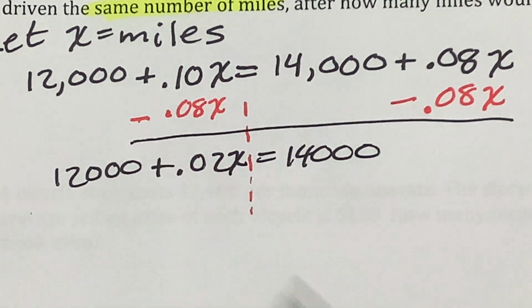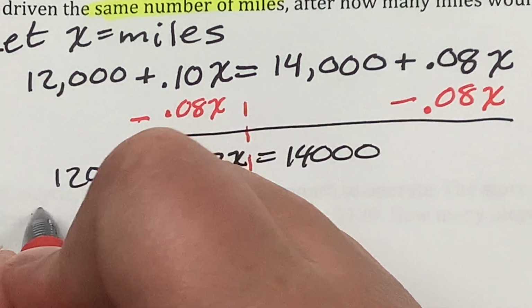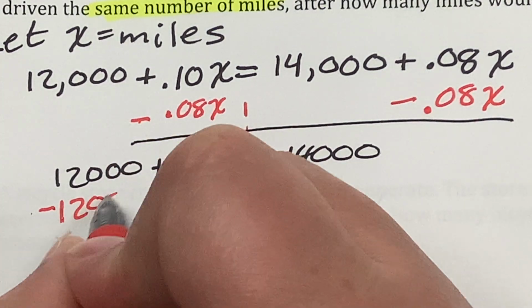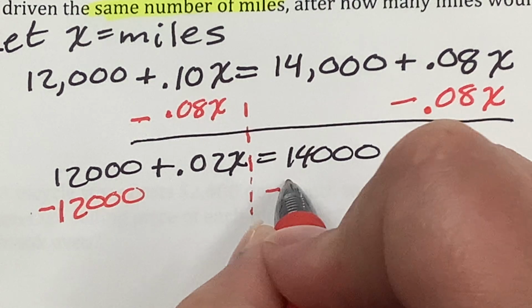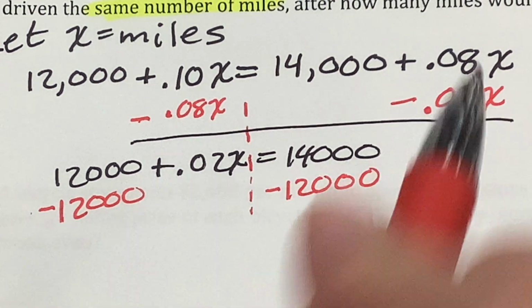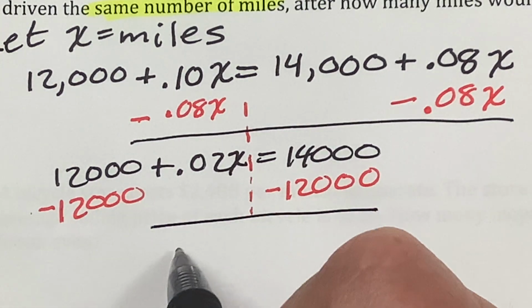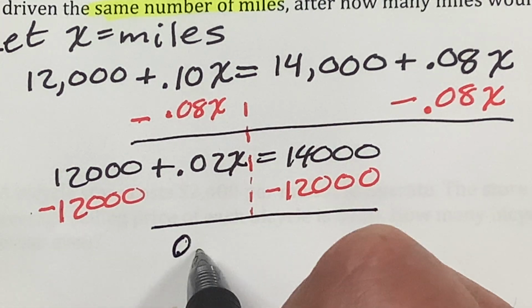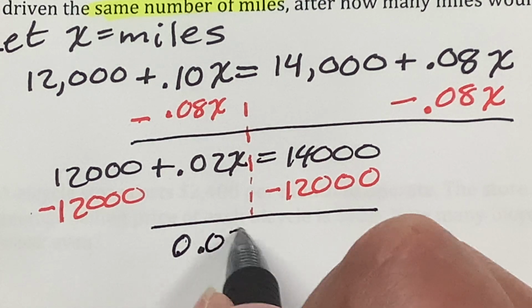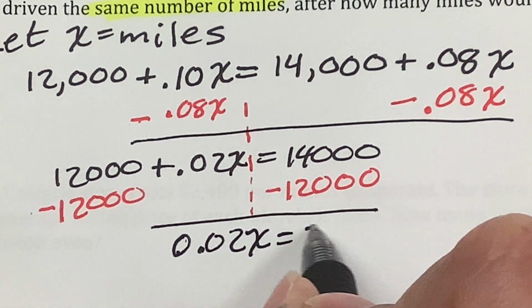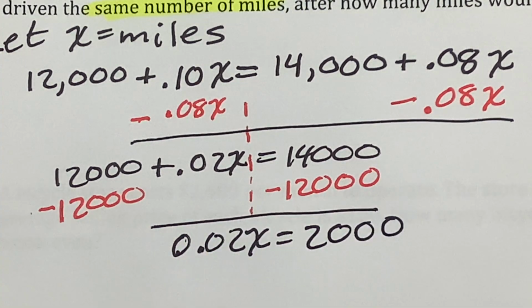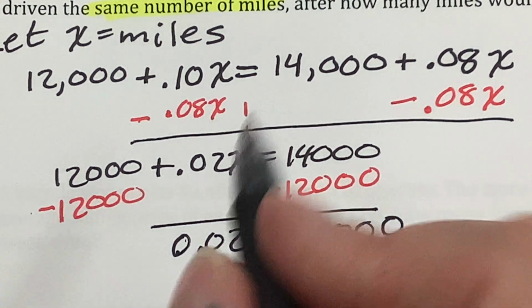Subtract 12,000 from both sides. And since we're going over the equal sign, you have to do the opposite. And the opposite of add 12,000 is minus 12,000. And you get 0.02x equals 2,000. Oh yeah, that's a lot, right?